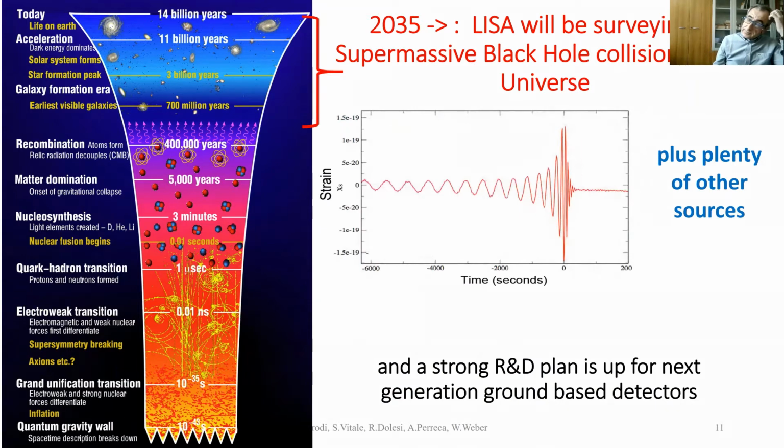But the future is even more promising than this, because in the future we will have more sensitive detectors and we will cover more frequency bandwidth. In particular, LISA in space will be able to observe all the supermassive black hole collisions occurring in the entire universe, plus plenty of other sources. On the terrestrial side, a strong research and development plan is up for next generation ground-based detectors.